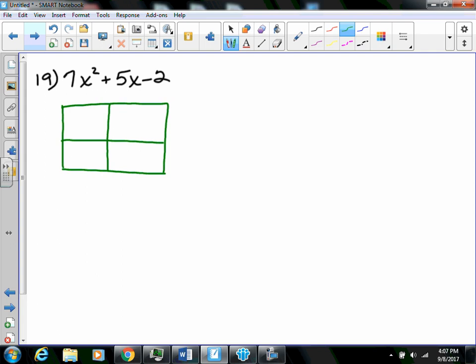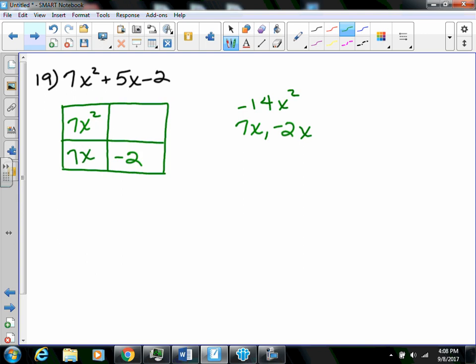So your leading coefficient, or your first term, goes here. 7x squared goes in the first box. Negative 2 goes in the last box. At this point, remember I told you you're going to multiply those. So 7x squared times negative 2 is negative 14x squared. Now we're looking for two numbers that will multiply to equal negative 14x squared, but add together to equal the middle term, which is a positive 5x. So that's going to be a positive 7x and a negative 2x. So if I put those in the box, it doesn't matter which box you put them in.